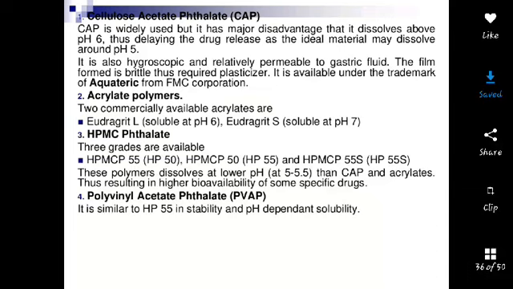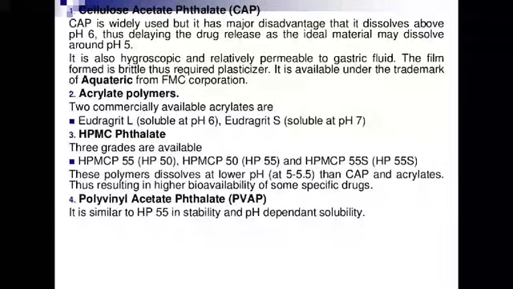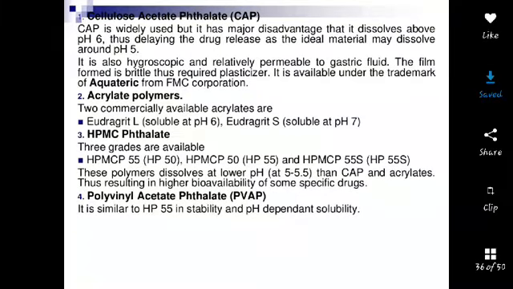Then some acrylate polymers like Eudragit L, that is soluble at pH 6, and Eudragit S, that is soluble at pH 7. Then hydroxypropyl methylcellulose phthalate, which is also available as HPMCP 50, 55, 55S, etc. Then you have also got PVAP, polyvinyl acetate phthalate.